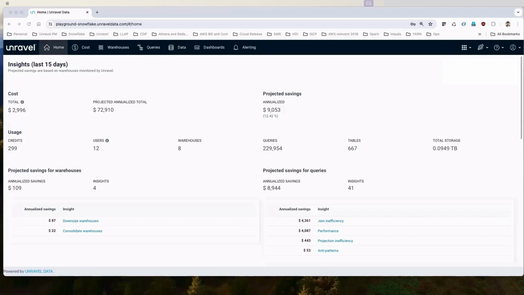Below that, we show a summary of the usage in terms of the number of credits, users, warehouses, queries, tables, and total storage. This serves as a baseline when you're comparing the health of this period with another period.